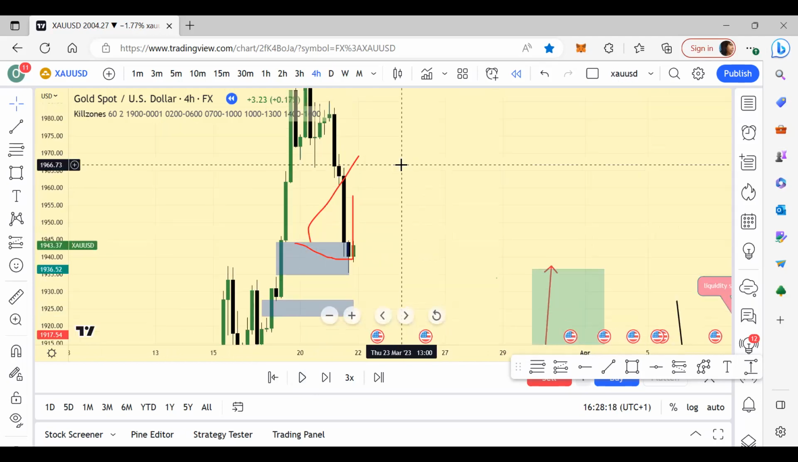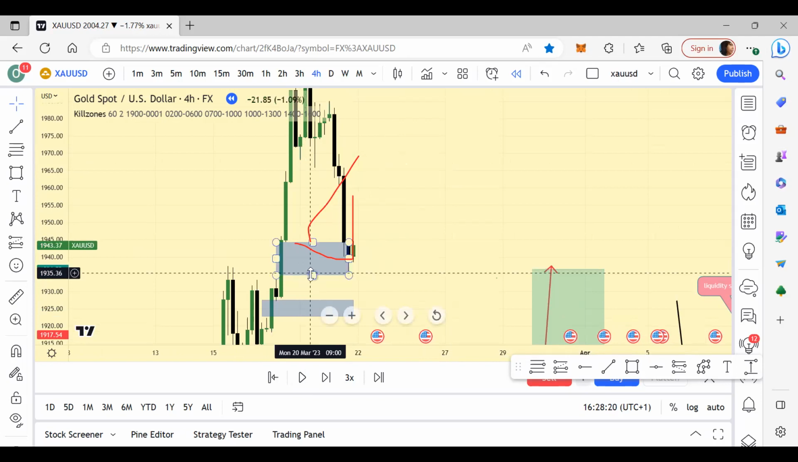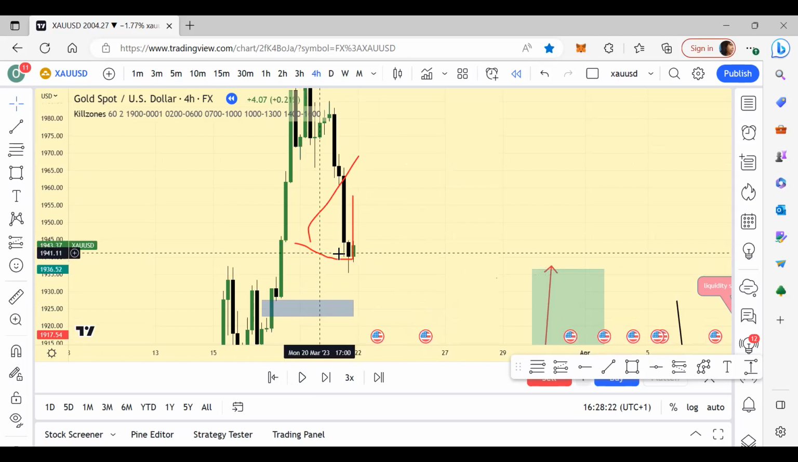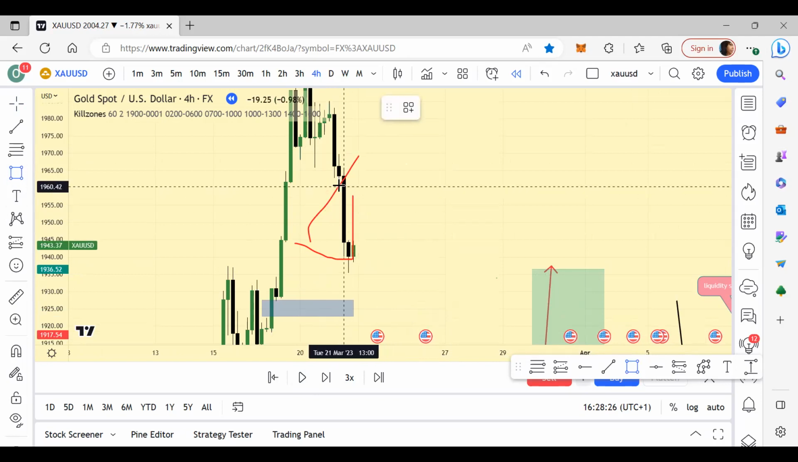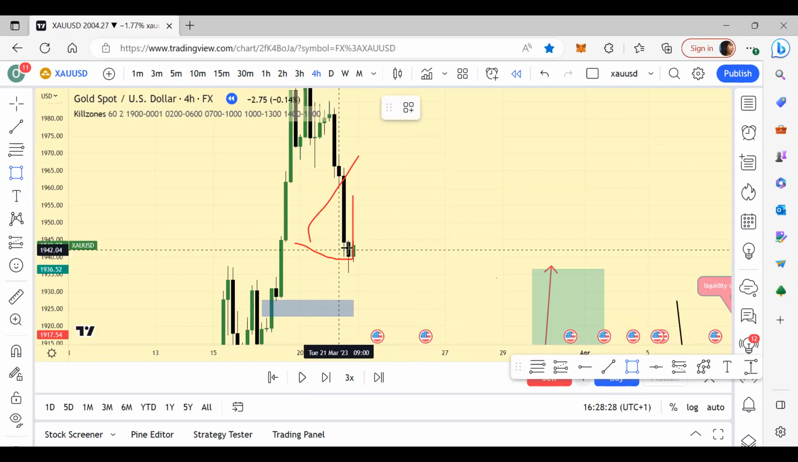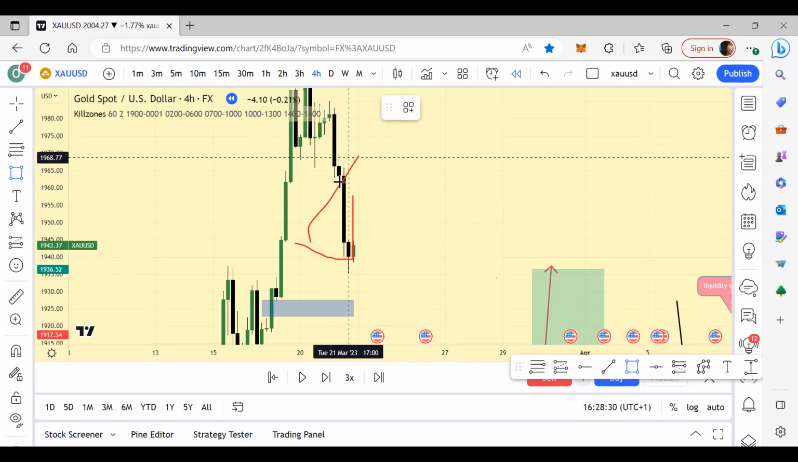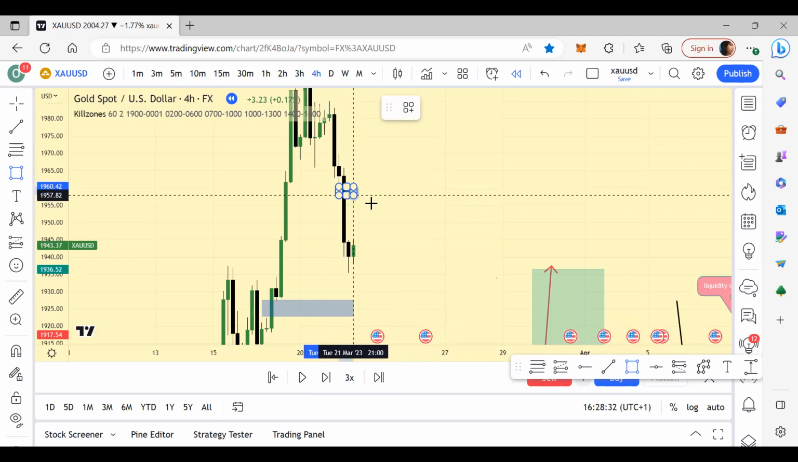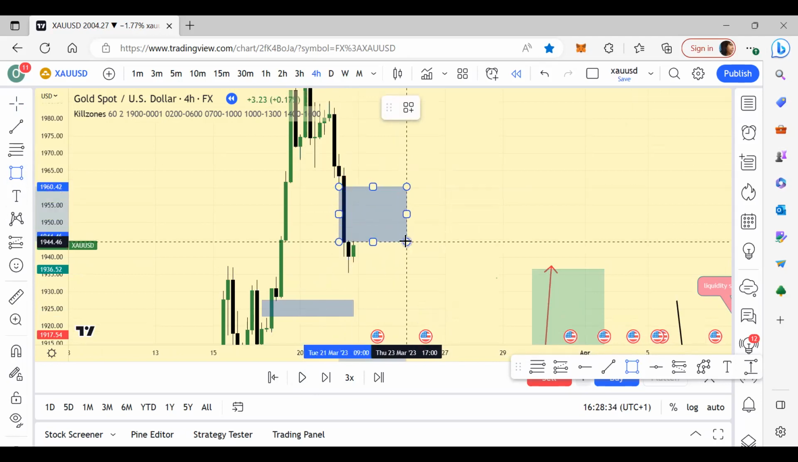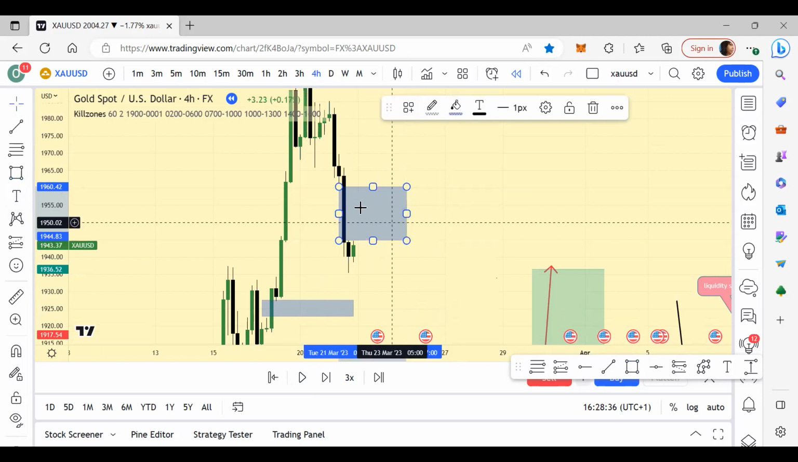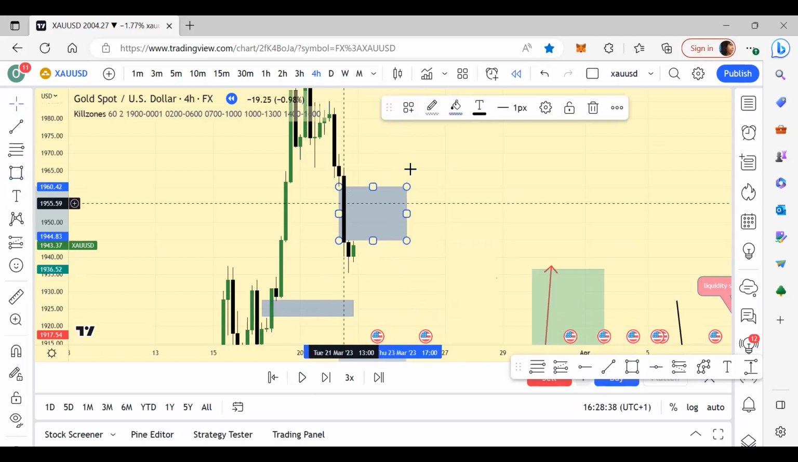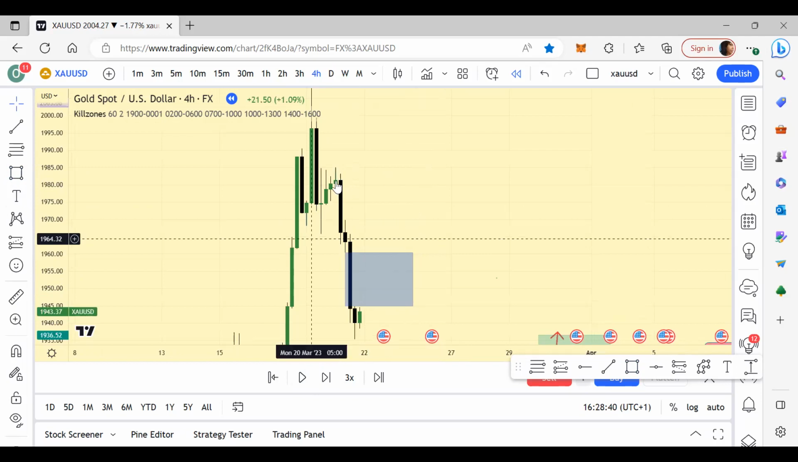Okay. And then if you could clear your annotation. When you look at this area, you see there's a wick here, and you see there's a wick or candle here. So the area between here and here is your imbalance. That space is your imbalance. So Ade, can you show me the imbalance here?